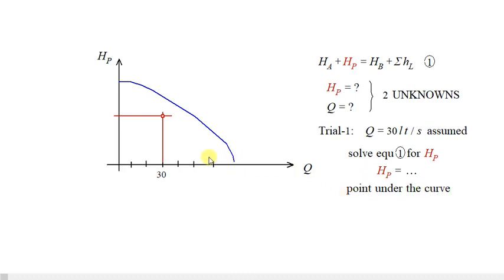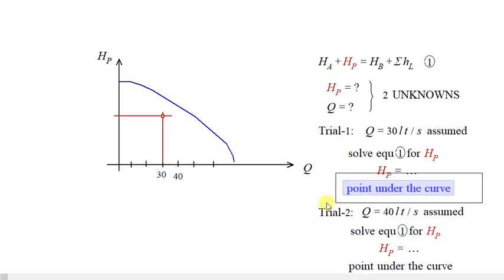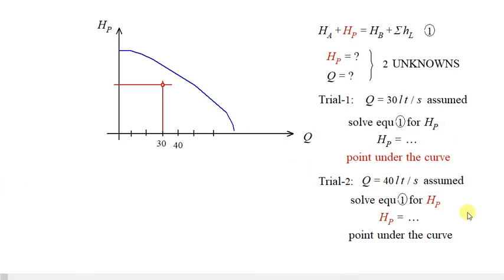Okay, what should I do then? I should increase the discharge. For example, I would increase it to 40. This is just an example, okay? So I would say then trial 2 will be assuming Q is 40. Okay, then after that again solve for HP and see what is the answer. So you set point under the curve. All these just make it black or leave it as it is.